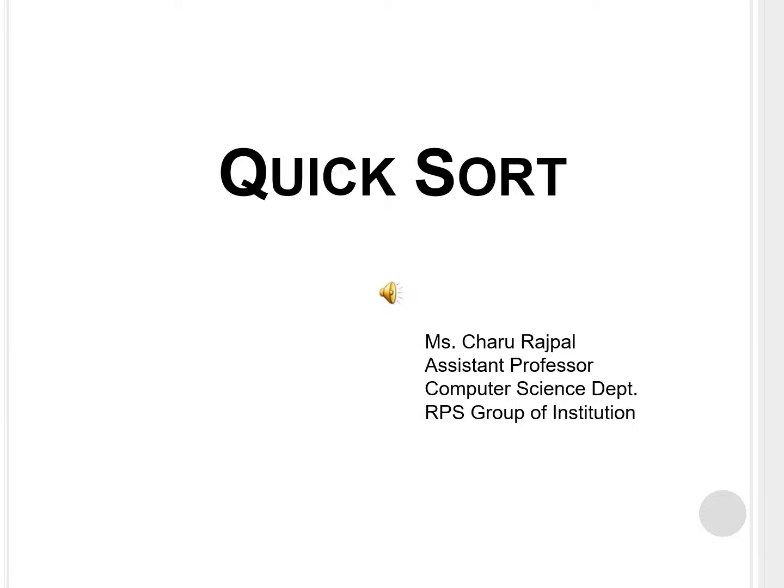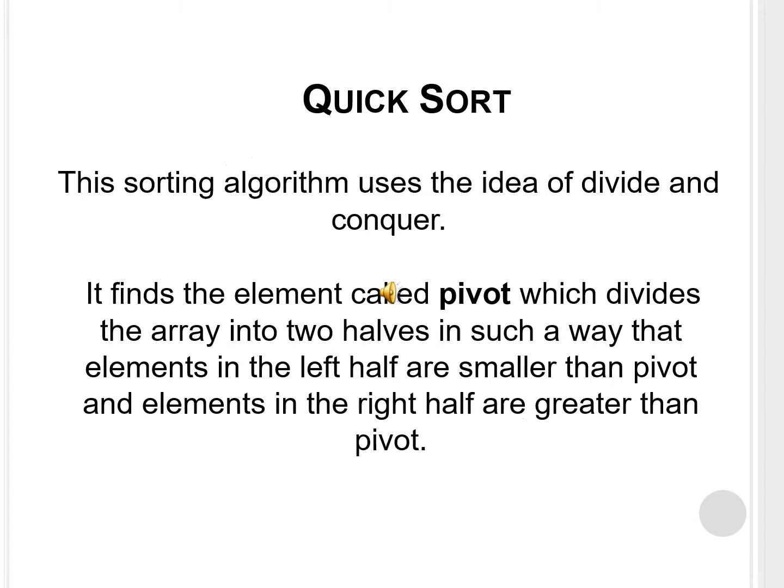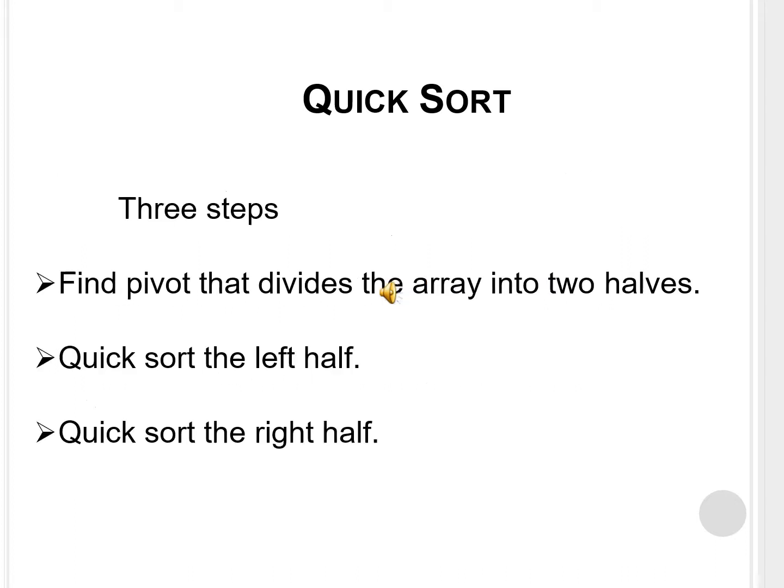Hello students, today we will discuss quick sort. This algorithm uses the idea of divide and conquer. It finds the element called pivot, which divides the array into two halves in such a way that the elements in the left half are smaller than the pivot element and the elements in the right half are greater than the pivot element. Quick sort algorithm works as follows.